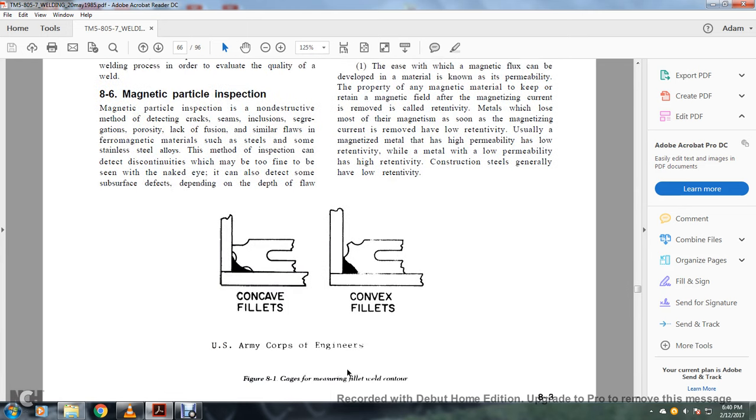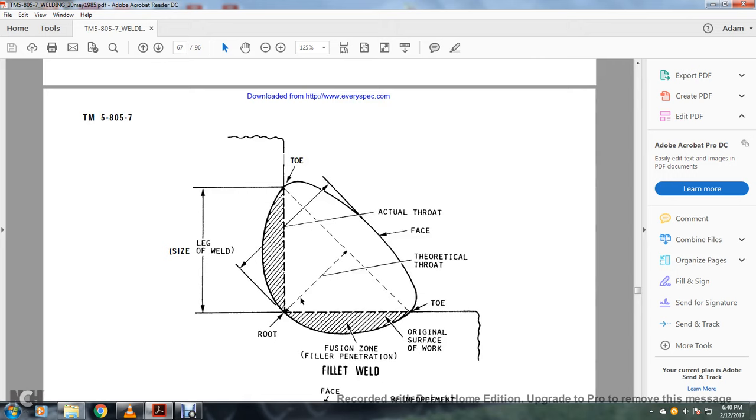Figure 8.1 shows the gauges measuring a fillet weld contour, concave fillets and convex fillets. The fillet weld shows the leg, which is the side of the weld, and the root. The theoretical throat is perpendicular, along with the face and actual throat, the two toes of the fillet weld, and the original surface of the work.